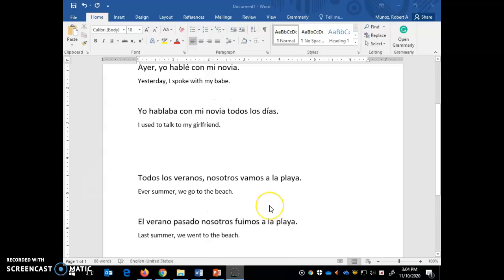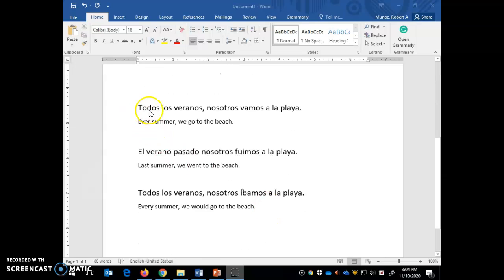Another example. Todos los veranos nosotros vamos a la playa. Every summer, we go to the beach.